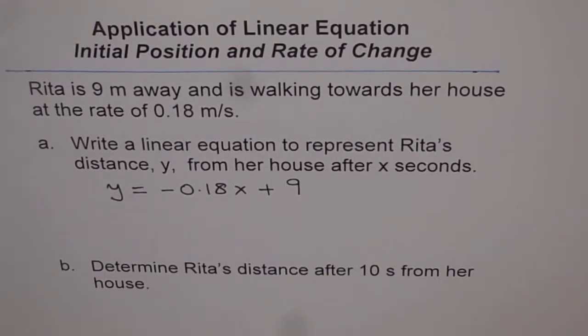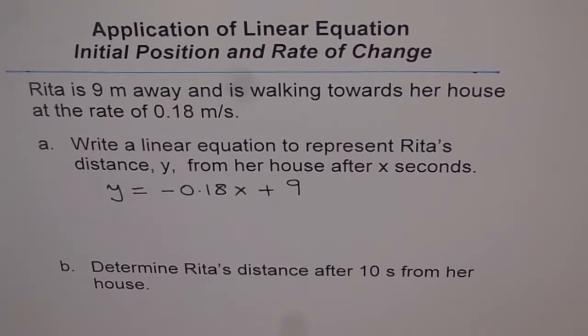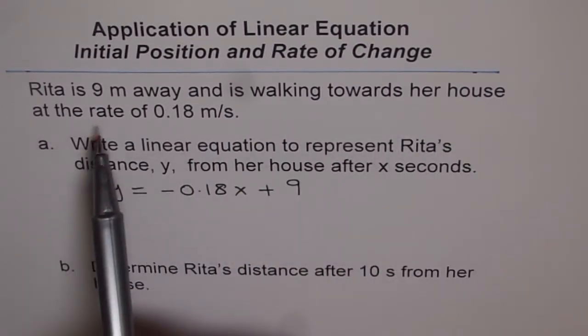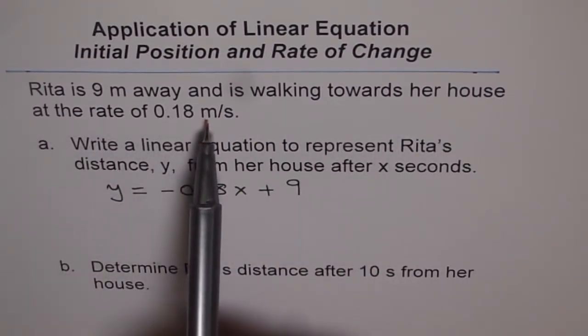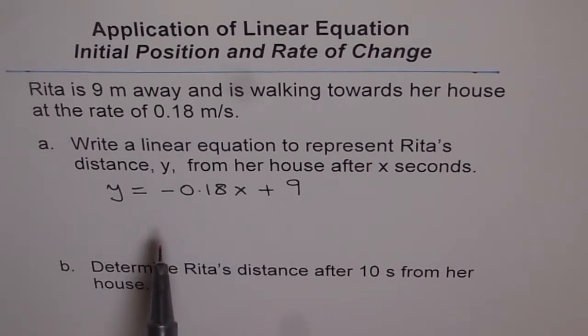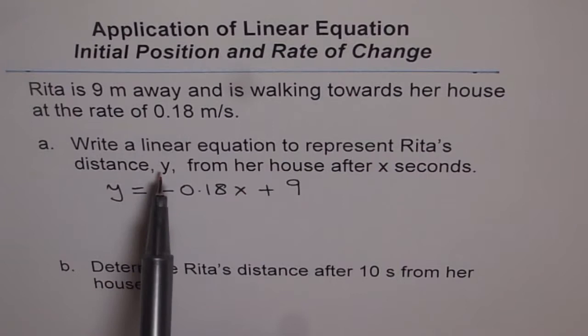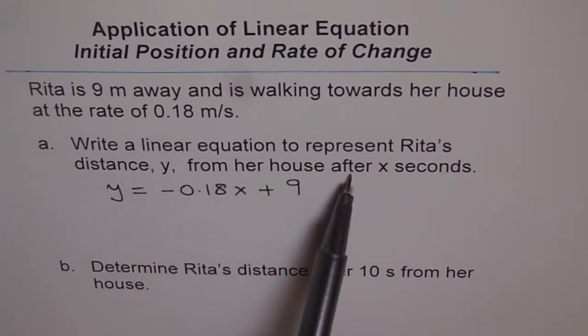Application of linear equation, initial position and rate of change. Rita is 9 meters away and is walking towards her house at the rate of 0.18 meters per second. Write an equation to represent Rita's distance y from her house after x seconds.